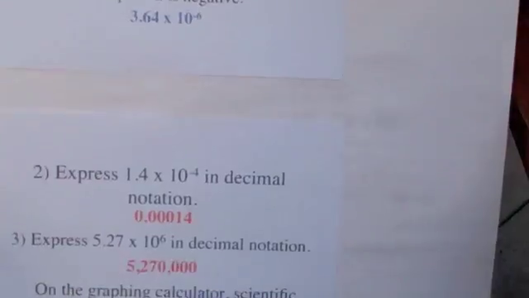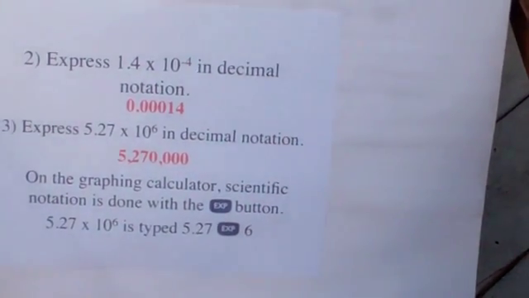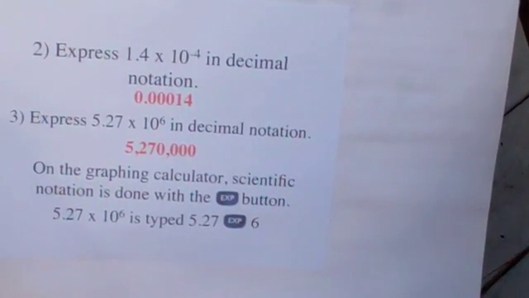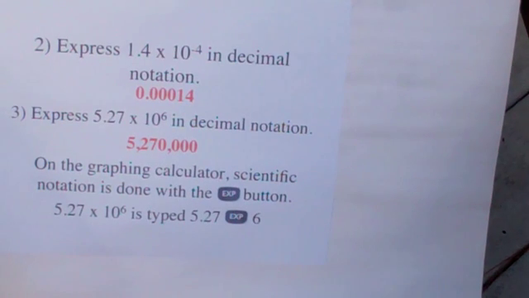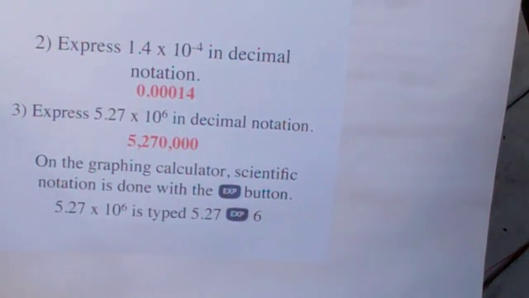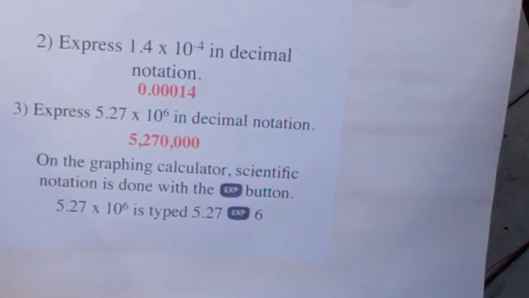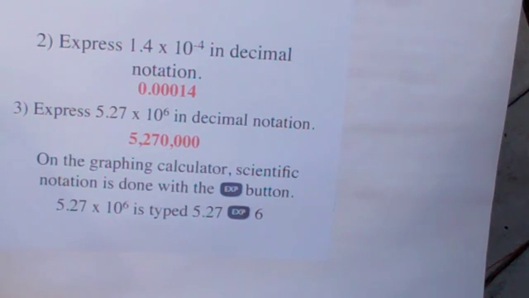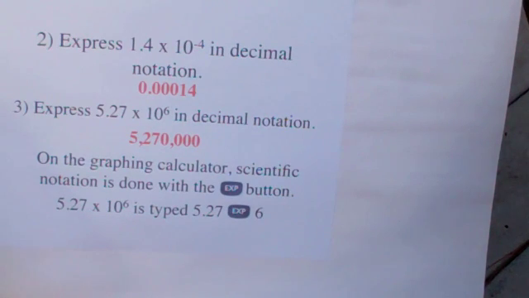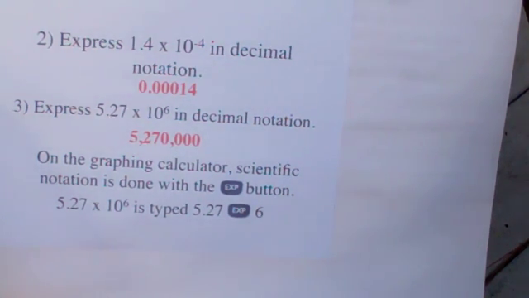Now, if we wanted to express a number such as 1.4 times 10 to the negative 4 in decimal notation, we take the 1.4 and we move the decimal 4 places to the left. And we end up with 0.00014. Now, see if you can get from 5.27 times 10 to the 6 in scientific notation into its proper decimal notation.